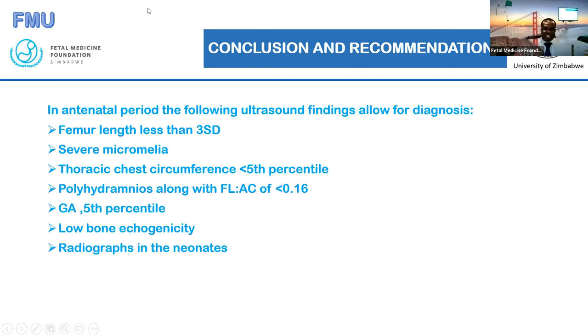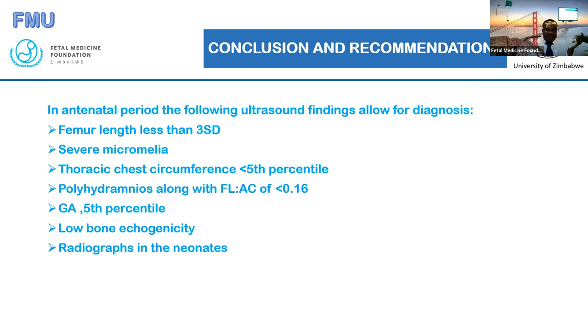So in conclusion and recommendation for these cases, I want to recommend that in the antenatal period, there are certain ultrasound scan findings which, when we see them, we should be on high alert. If we see a short femur, we know that we are measuring the femur for every woman who comes for an ultrasound scan in terms of the biometry. So for a femur which is less than 3 standard deviations, we should send the patient for further evaluation of other bones, as well as the spine and the head, to look for other pathognomonic features of skeletal dysplasia.